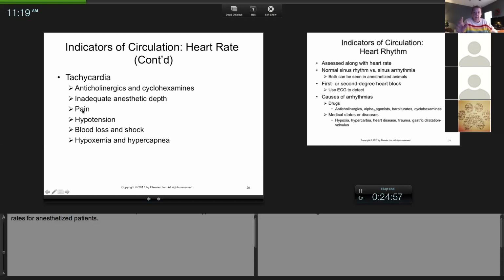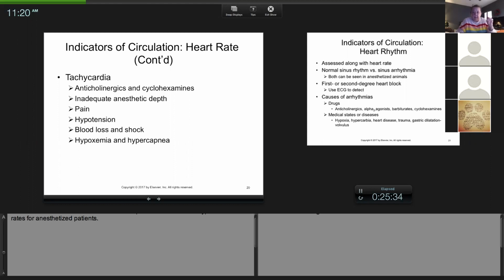Now, the one thing I don't want you guys to ignore is, if you assume every time the heart rate goes up that they're light or painful and you turn them up, what if they have really low blood pressure? Or what if they have blood loss and shock? Because when an animal experiences blood loss or goes into shock, the heart rate increases to try and pump out more blood. The problem is in blood loss, they don't have enough blood. But the heart's natural reaction to a low blood pressure is, let me pump more blood into the pipes, into the blood vessels. So you really have to look at your other signs.